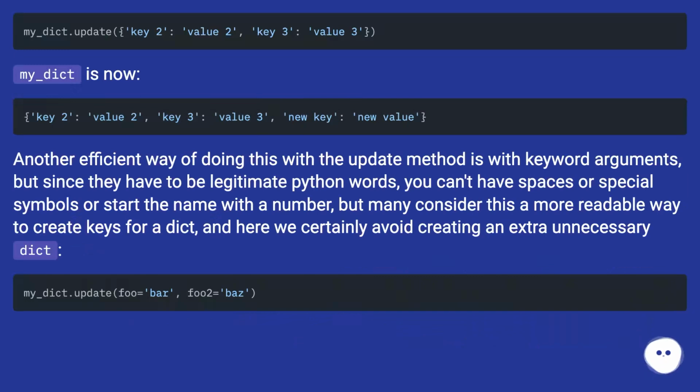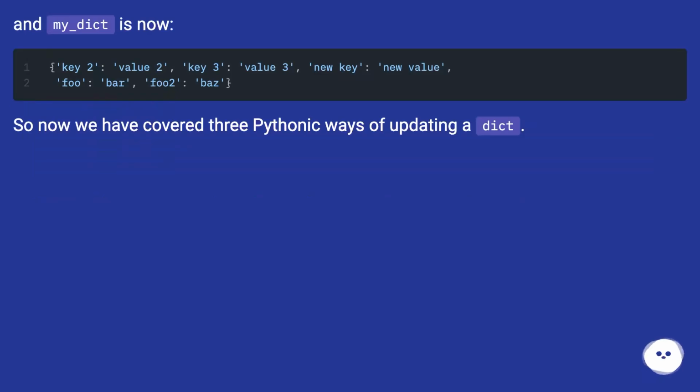Another efficient way of doing this with the update method is with keyword arguments, but since they have to be legitimate Python words, you can't have spaces or special symbols or start the name with a number. Many consider this a more readable way to create keys for a dict, and here we certainly avoid creating an extra unnecessary dict. And my_dict is now. So now we have covered three Pythonic ways of updating a dict.